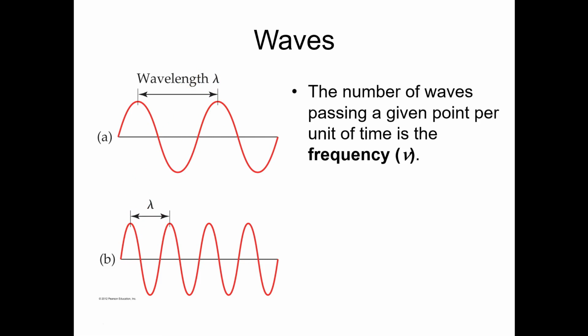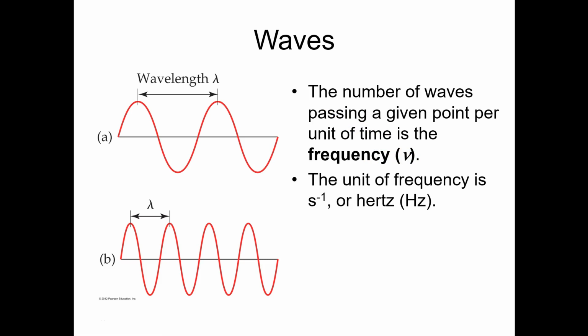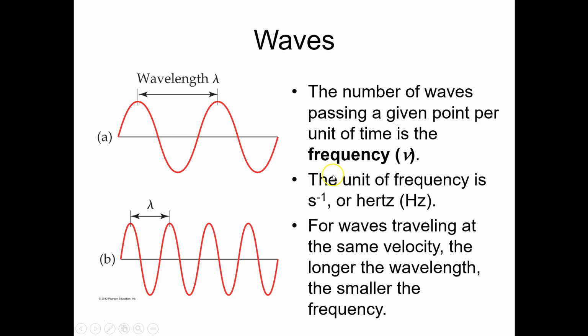Now, the number of waves that pass a given point in a particular unit time, and generally we do that as a second, is called the frequency, and that's given the Greek symbol nu. Looks like a V, but it's actually the Greek symbol nu. The unit for frequency is the reciprocal second, that is the number of waves that pass by a given point per second. But a reciprocal second, when it comes to frequency, is also known as a hertz, and the abbreviation for that is Hz. And as it turns out, the longer the wavelength, the lower the frequency. The shorter the wavelength, the higher the frequency.